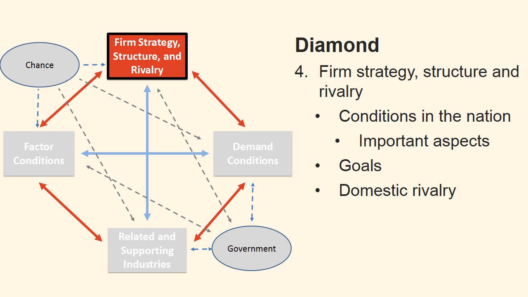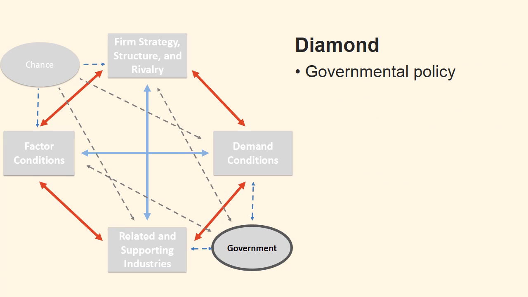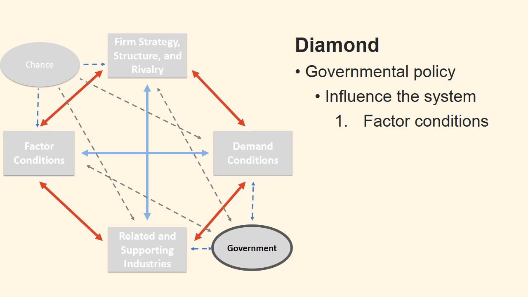Now follows governmental policy. It will influence all the four determinants through various regulatory and deregulatory measures. Policies implemented without consideration of how they influence the entire system of determinants are as likely to undermine national advantage as to help it. Government affects factor conditions in many ways.